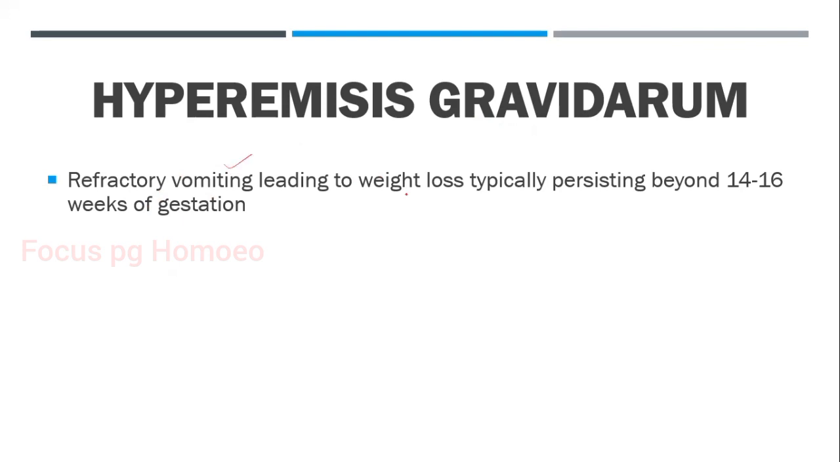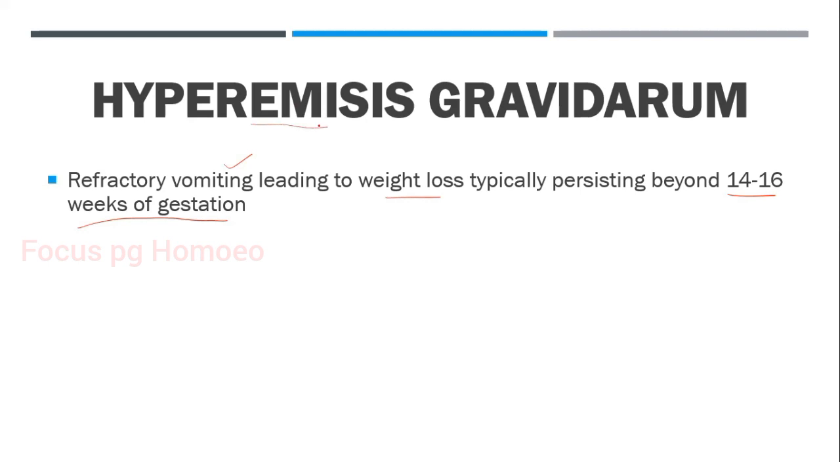So refractory vomiting leading to weight loss, typically persisting beyond 14 to 16 weeks of gestation, because by 14 weeks this nausea and vomiting should stop, because the mechanism there is the presence of beta-HCG. After 14 weeks, the normal physiological change is that beta-HCG comes down because of the regression of the corpus luteum. But in hyperemesis gravidarum, for some reason, the nausea and vomiting will not come down by 14 to 16 weeks. It just persists beyond 14 to 16 weeks. That condition, where the vomiting is very severe with weight loss, is hyperemesis gravidarum.